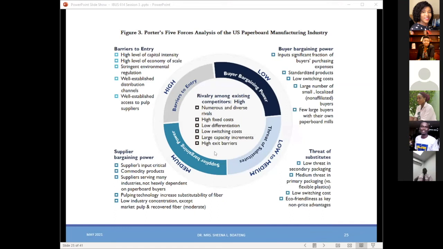And this diagram is a typical example of one such analysis done in the US paperboard manufacturing industry to guide any potential entrant into the market to understand the level of competition in order to decide whether or not it is the best decision to make at that point in time. So when you get the slides, you can look at the breakdown of the classifications and how each of it has been done to be able to determine whether or not it's a good idea for a firm to enter into this market, right?